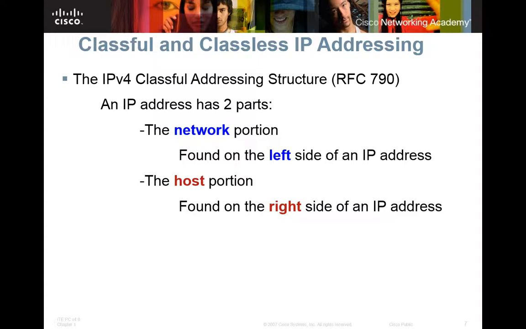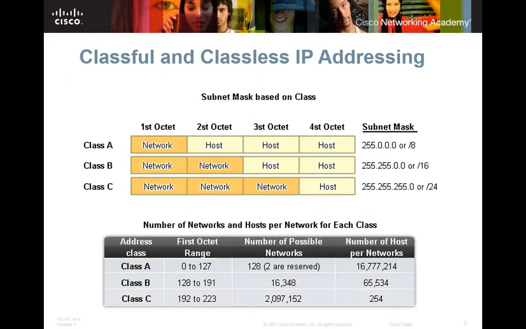Okay, an IP address has 2 parts. It has the network and it has the host. The network is on the left side, hosts are on the right side, depending on where you break it apart. Here's an example of the classful. Class A is network, host, host, host. Class B is network, network, host, host. Class C is network, network, network, host. Notice we have our /8, /16, and /24 in our subnet mask.